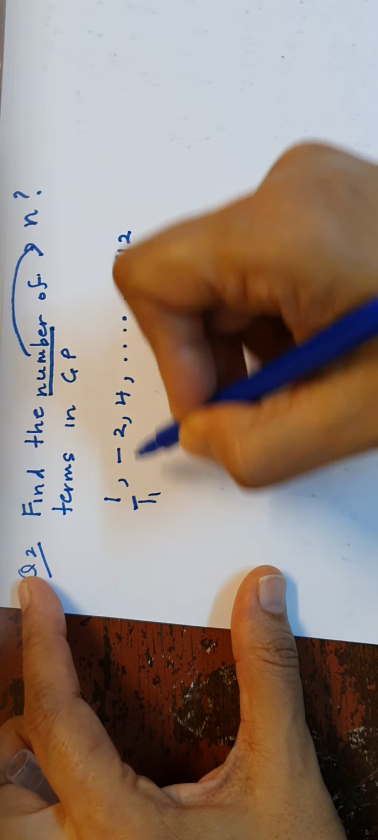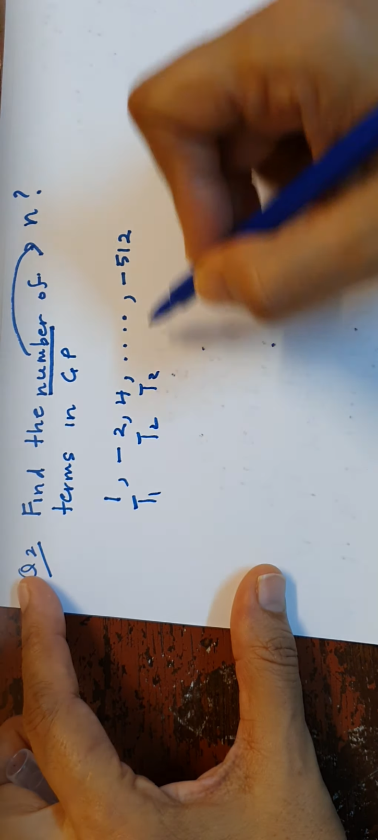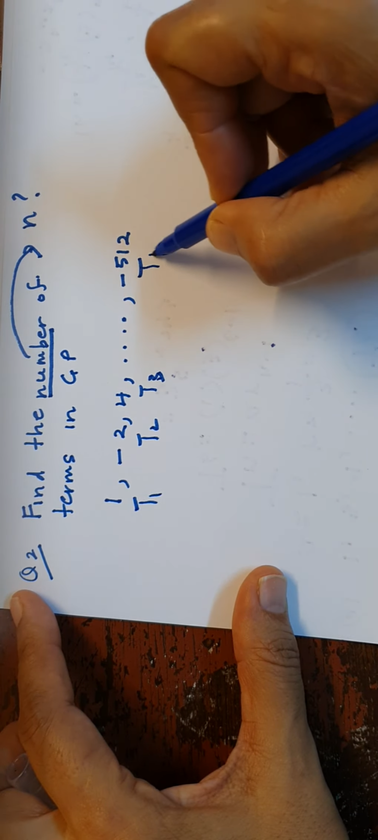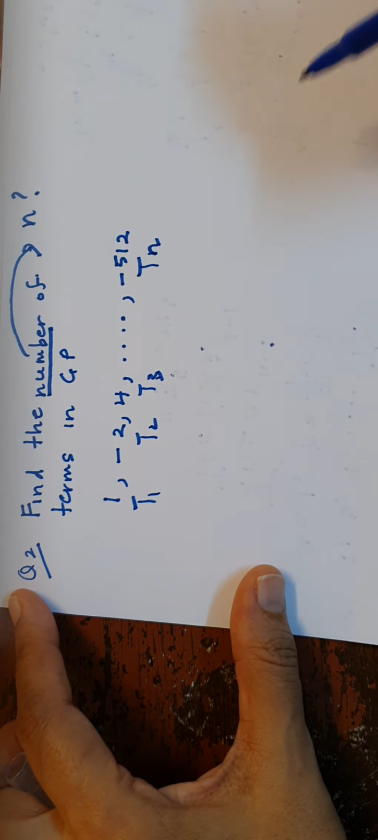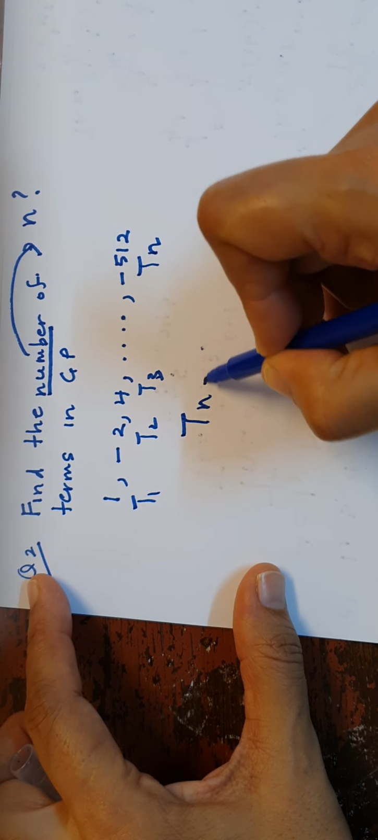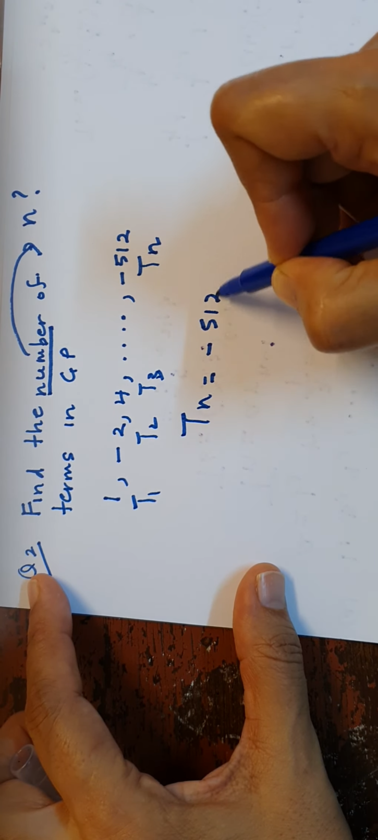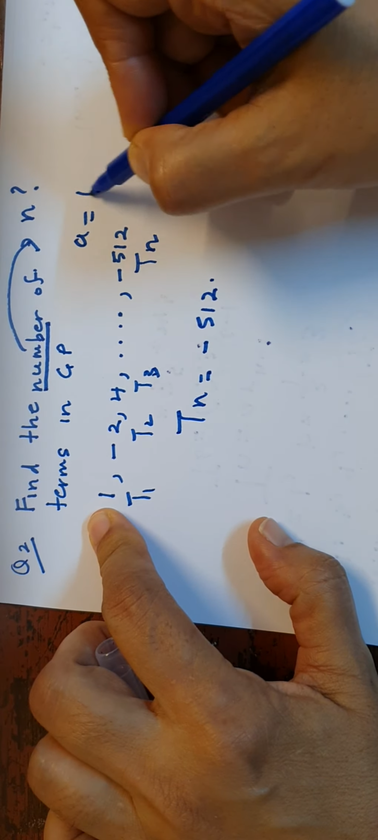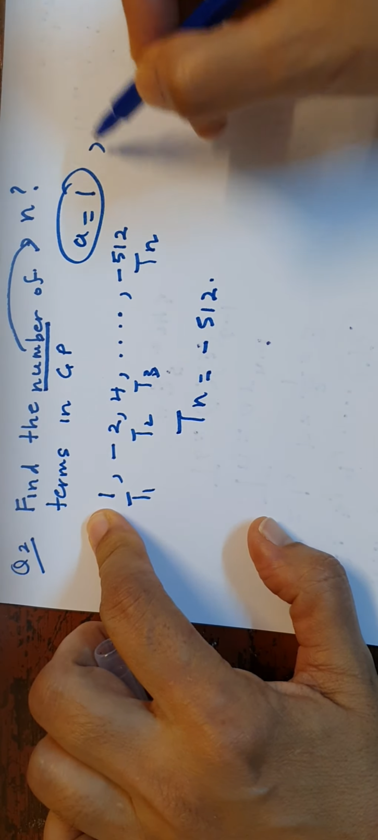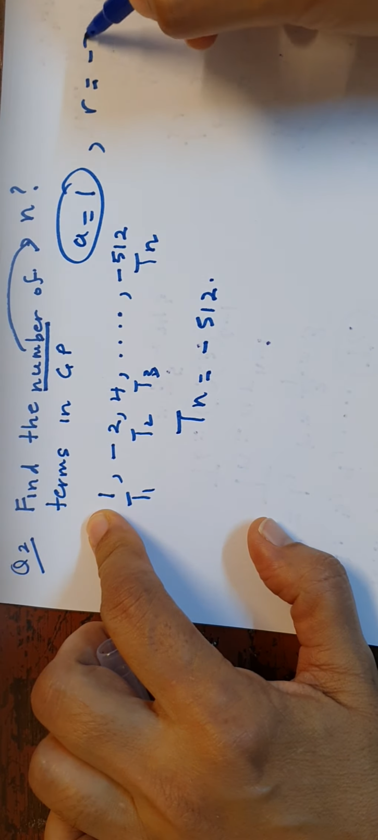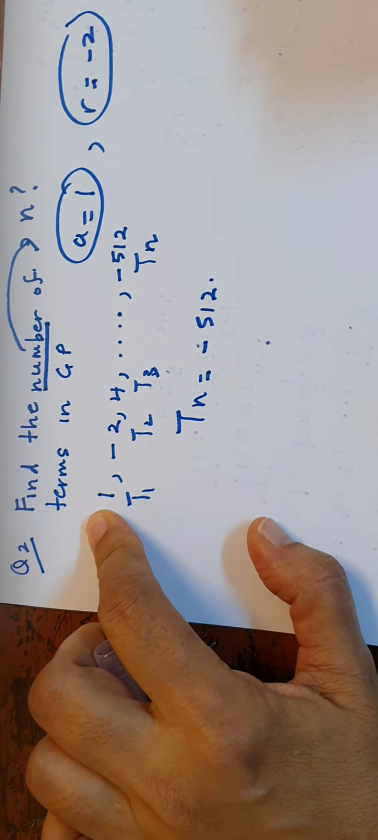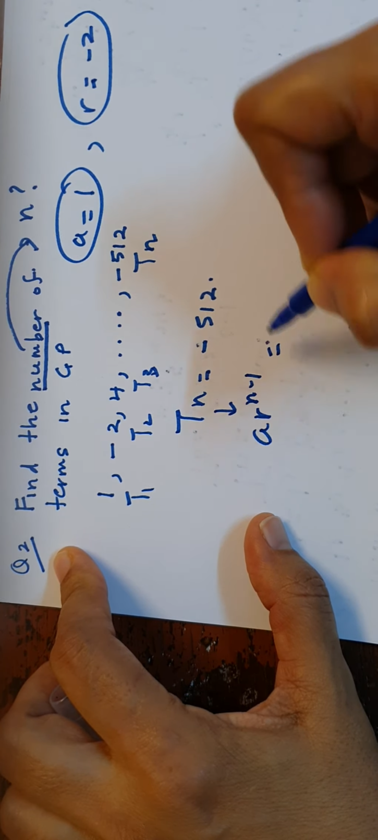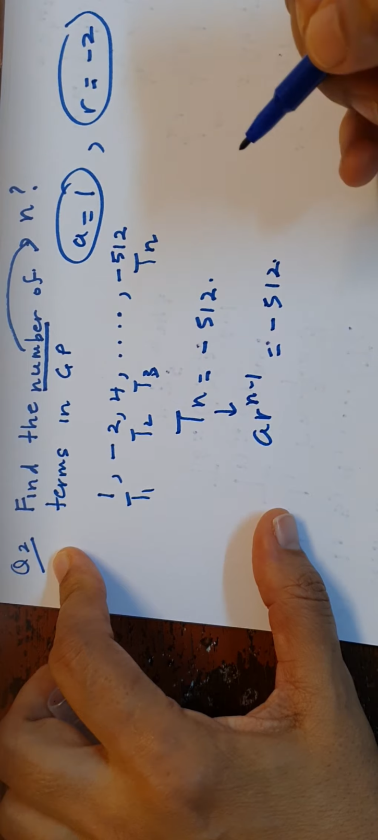So this is my T1, my T2, my T3, and this one is a term that you don't know. Whatever you don't know, you put it as your Tn. Is that okay? So my Tn, start with the Tn. So Tn equals negative 512. What is your A? My A is equal to 1. Quite easy, this one. What is your R? Your R is negative 2. Is that okay until that part? Okay, write down my formula. What's my formula? ARN minus 1 equals negative 512.